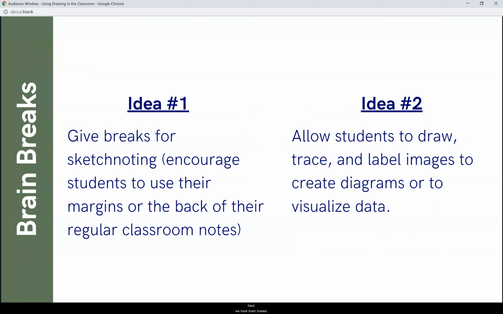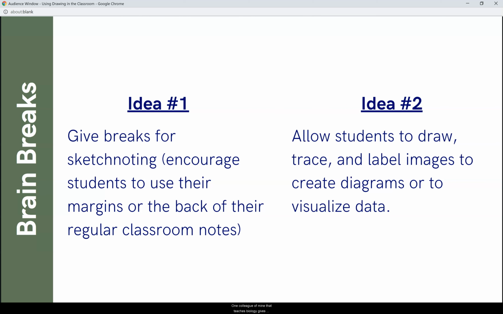Another opportunity for drawing in the classroom are brain breaks. Brain breaks are planned activity breaks that invite students to engage in activity that will recharge their focus, lift their mood, and improve memory. As drawing provides direct benefits in each of these categories, it makes sense that giving breaks for drawing is a good idea. One brain break you can try is sketchnoting or visual note-taking. This is when you give students periodic lecture breaks to create drawings related to key concepts from their classroom notes.